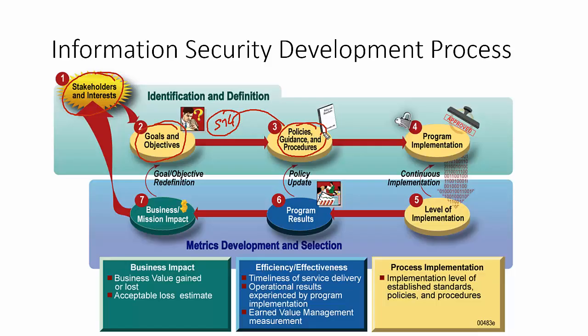Based on the policy and procedure, I create a program. In the program, we talk about the list of all activities. Then we implement those activities. Then we assess those activities to identify the gaps and everything, so we can see whether we have a positive or a negative impact on the business. Based on that, we modify the goals and objectives, and again we modify the policy and process.